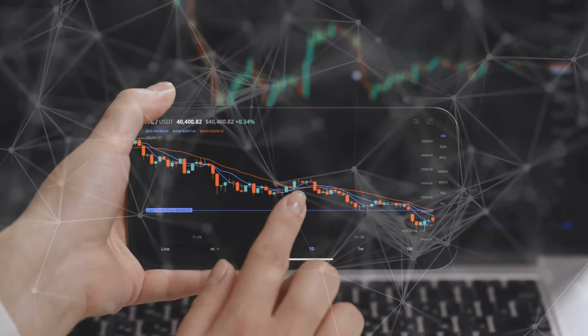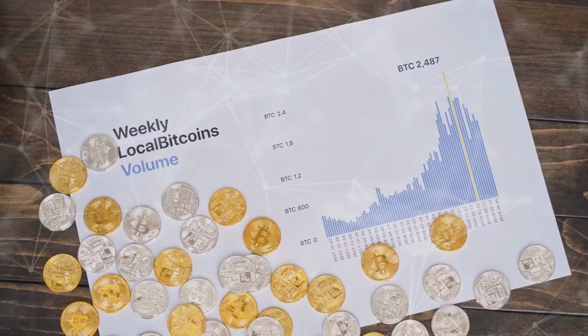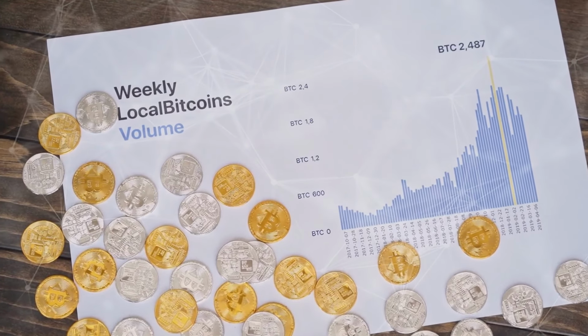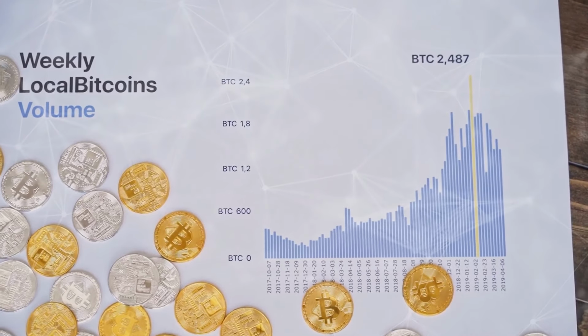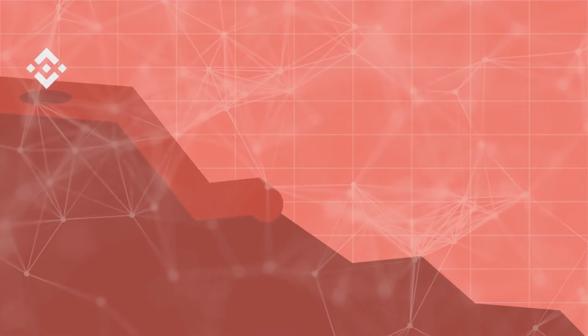Volume indicators like on-balance volume and volume price trend provide additional layers of analysis. On-balance volume measures cumulative buying and selling pressure by adding volume on up days and subtracting it on down days, helping to anticipate price movements. Volume price trend, on the other hand, combines price and volume data to identify trends and potential reversals.